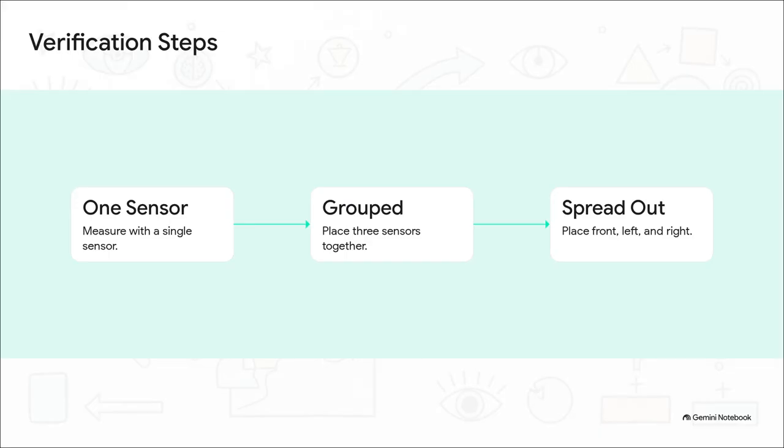To truly verify that initial 25-degree reading, we've got to scale things up a bit. We go from just one sensor to 3 of them grouped tightly together. This is basically a baseline calibration check, just making sure the hardware isn't lying to us. But the real magic? That happens in Step 3, when we actually take those sensors and spread them out across the physical space, front, left, and right. At this point, we're no longer just testing our equipment, we're testing the environment itself.